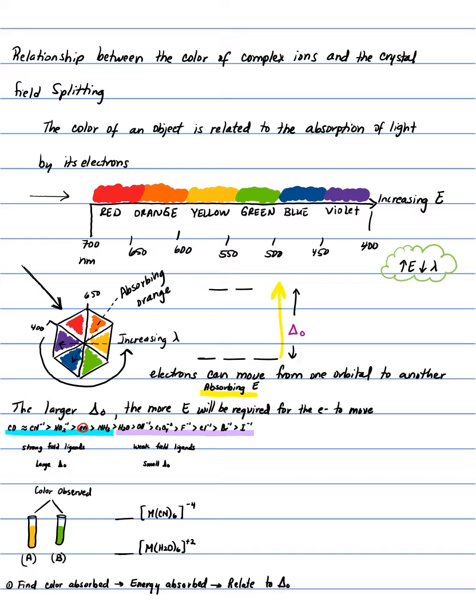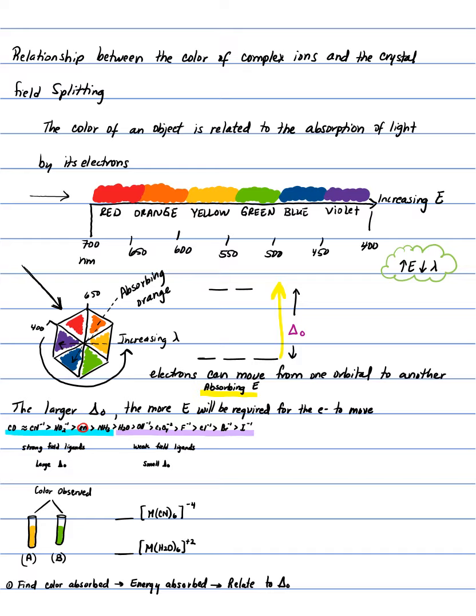I have two solutions. I have a solution that I get to see is yellow and a solution that I get to see is green. And I have two compounds. Now, out of my two compounds, I don't know which one corresponds to the yellow solution and which one corresponds to the green solution.